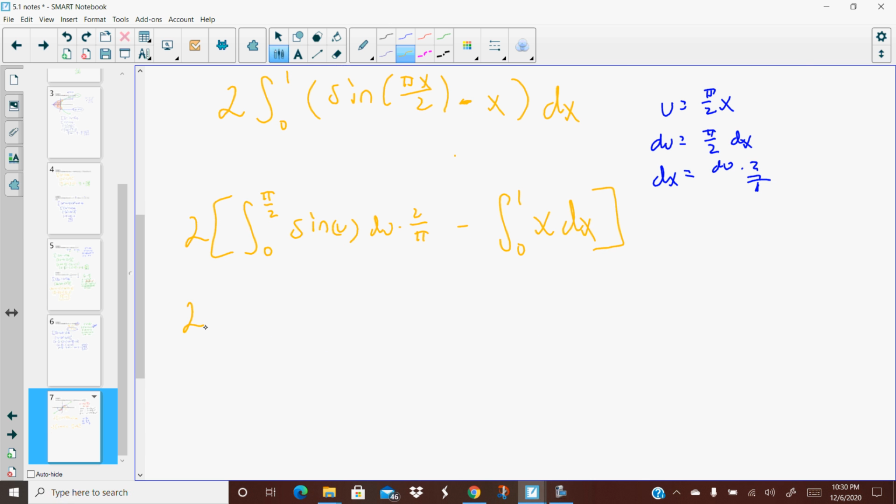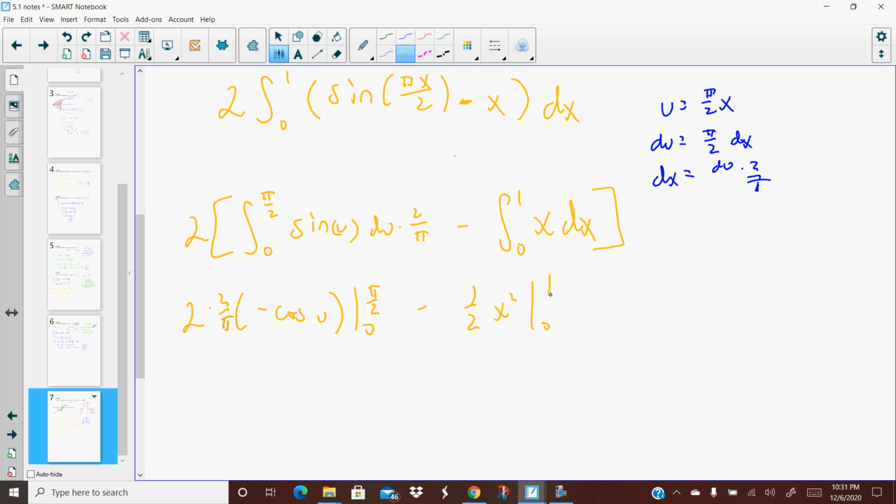All right. From here, it should not be that difficult. So now we take the antiderivative of sine, which is going to be negative cosine. Negative cosine of u from 0 to pi halves. Oh, don't forget my times 2 over pi. I'll bring that out front. That's a constant. Minus 1/2 x squared from 0 to 1.